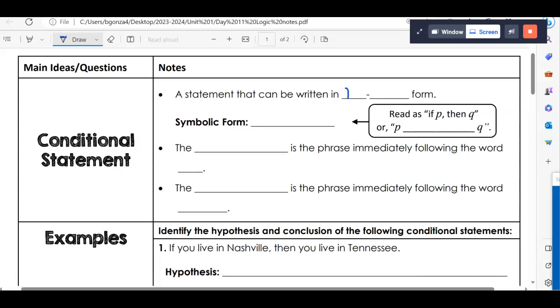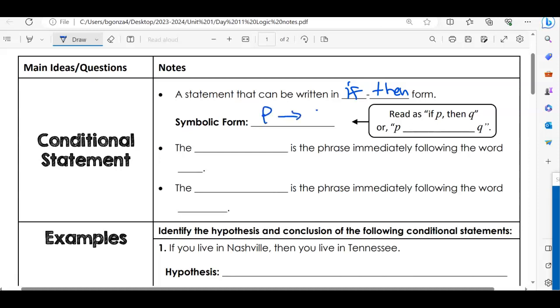Now, conditional statement. You can write it as an if-then statement, and the symbolic form is P arrow Q. Okay, P arrow Q, which means P implies Q, if P then Q. I'm going to explain what these little symbols mean.